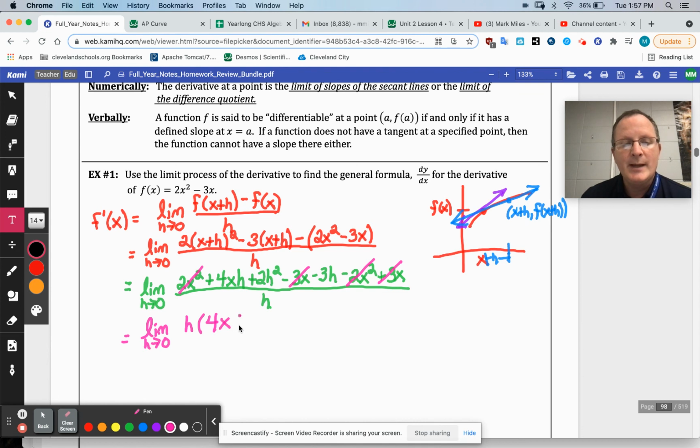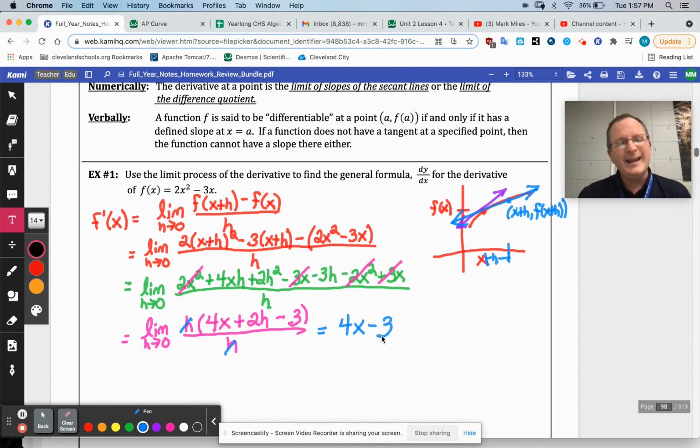4x plus 2h minus 3, all divided by h. Very nice. And then our 0 over 0 goes away, like you've seen numerous times. So then I'm just going to finish it out. I can send h to 0 now that those h's have gone away, and my derivative is 4x minus 3. And that's it for example 1.